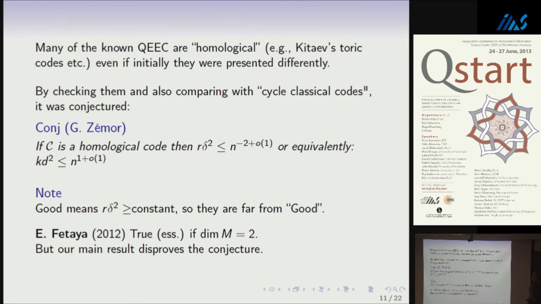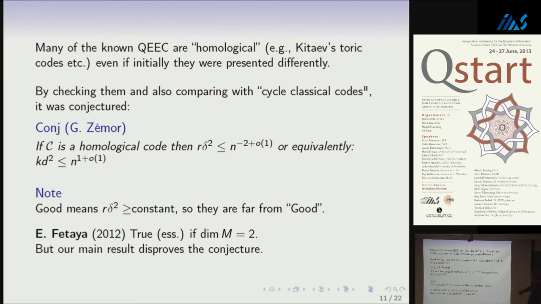So his conjecture is that, okay, homological codes are very, very nice, but they will never give you good codes. A student of mine, Etan Fataya, in fact, proved last year Zemmour's conjecture if you start with triangulations of manifolds of dimension 2. Okay, so it gave some more evidence to the conjecture of Zemmour. Okay, the good news of my talk is that Zemmour's conjecture is not true.